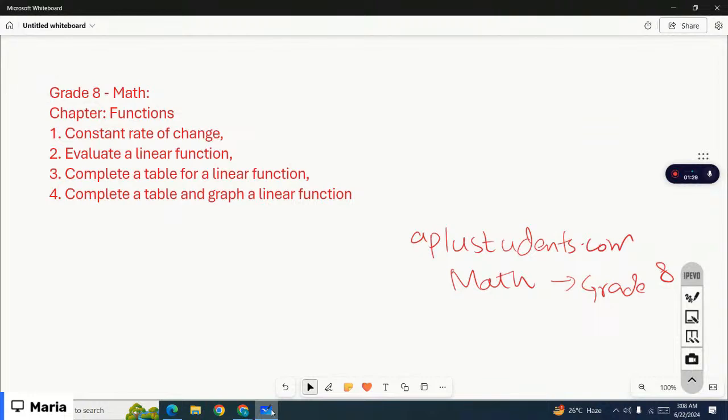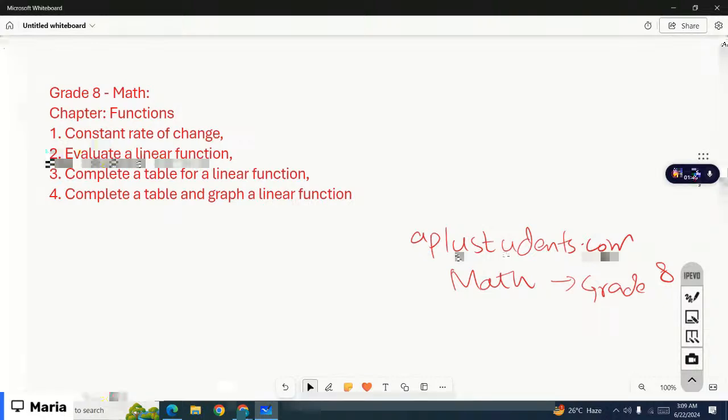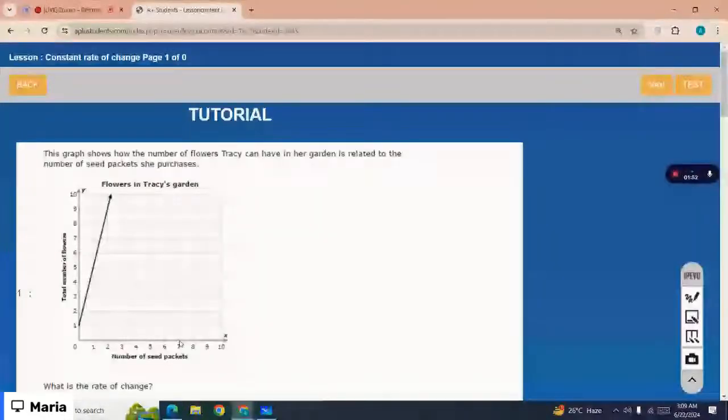There you can find a list of the chapters. We can start with the chapter functions. The lessons we're going to cover today are constant rate of change, evaluate a linear function, and complete a table for a linear function. Okay, let's just start with the first lesson, that is rate of change.